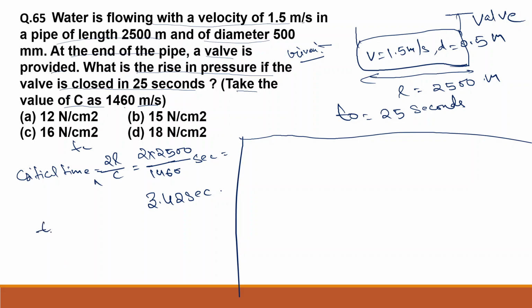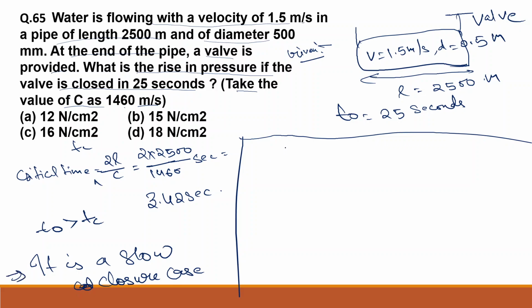By comparing the time of closure of valve with the critical time, we get T naught is greater than TC, so it is a slow closure case.